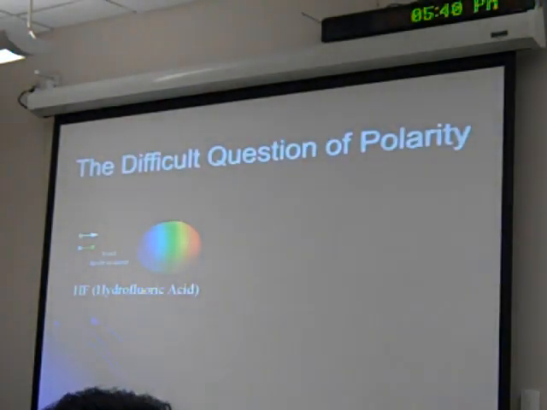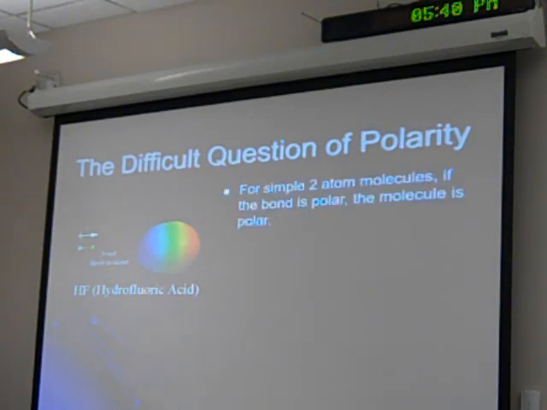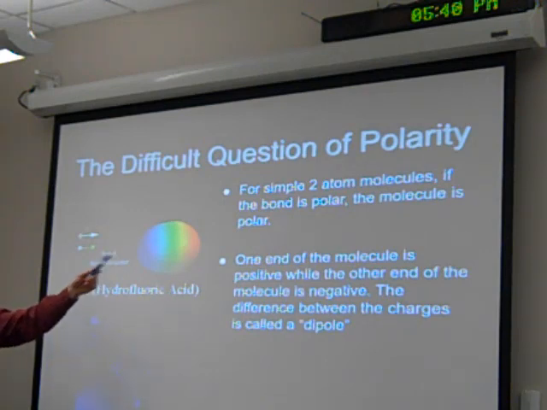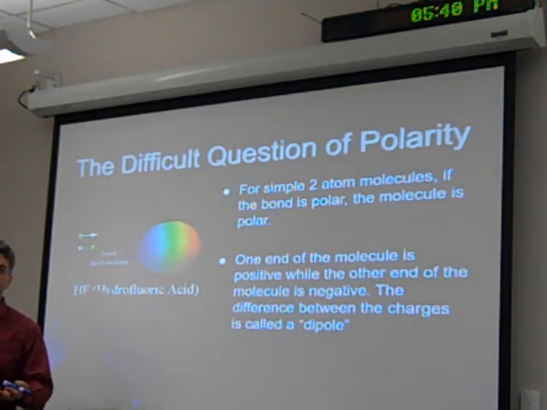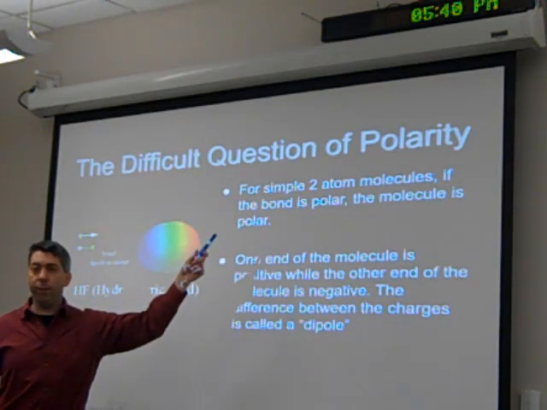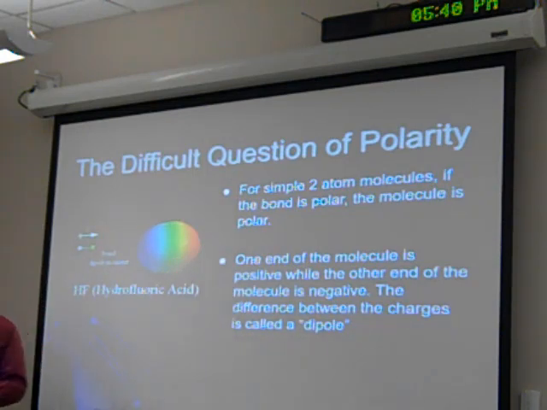Okay, so polarity is the thing that kicks everybody, because polarity is probably one of the trickier concepts in chemistry. For a two-atom molecule, it's actually pretty simple. If the atoms are not the same, like if you have an H atom and a fluorine atom, it's going to be polar, right? Because there's different electronegativities. But if the atoms are the same, there's no difference in electronegativity, it's going to be nonpolar. So that's for a two-atom molecule. In that case, it's pretty easy.